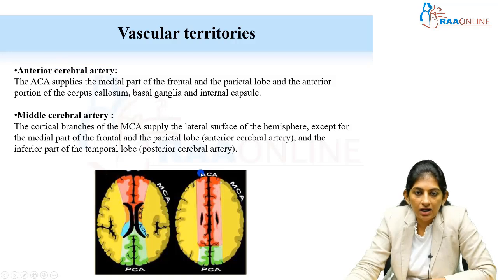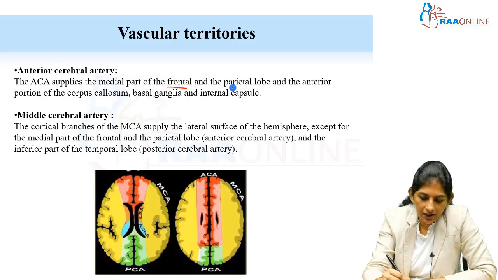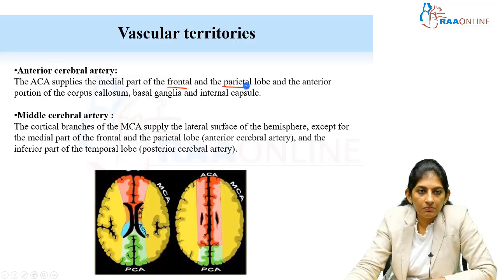The territory of the anterior cerebral artery is given in red here. The ACA supplies the medial part of the frontal lobe, the medial part of the parietal lobe, the anterior portion of the corpus callosum, some basal ganglia, and the anterior part of the internal capsule. So this is the territory of the anterior cerebral artery.